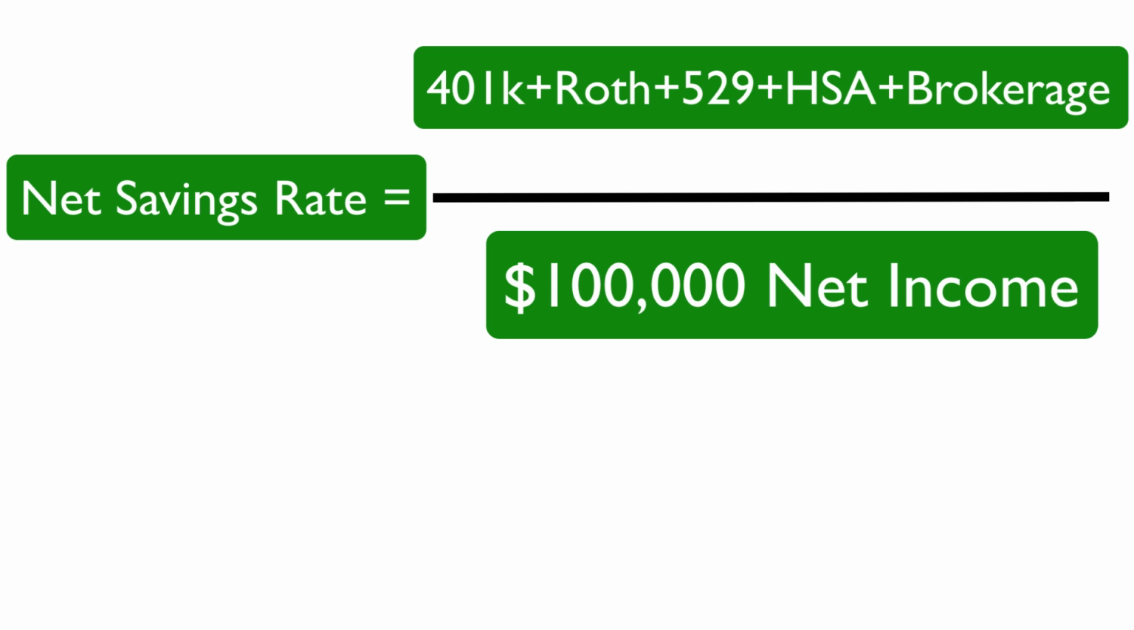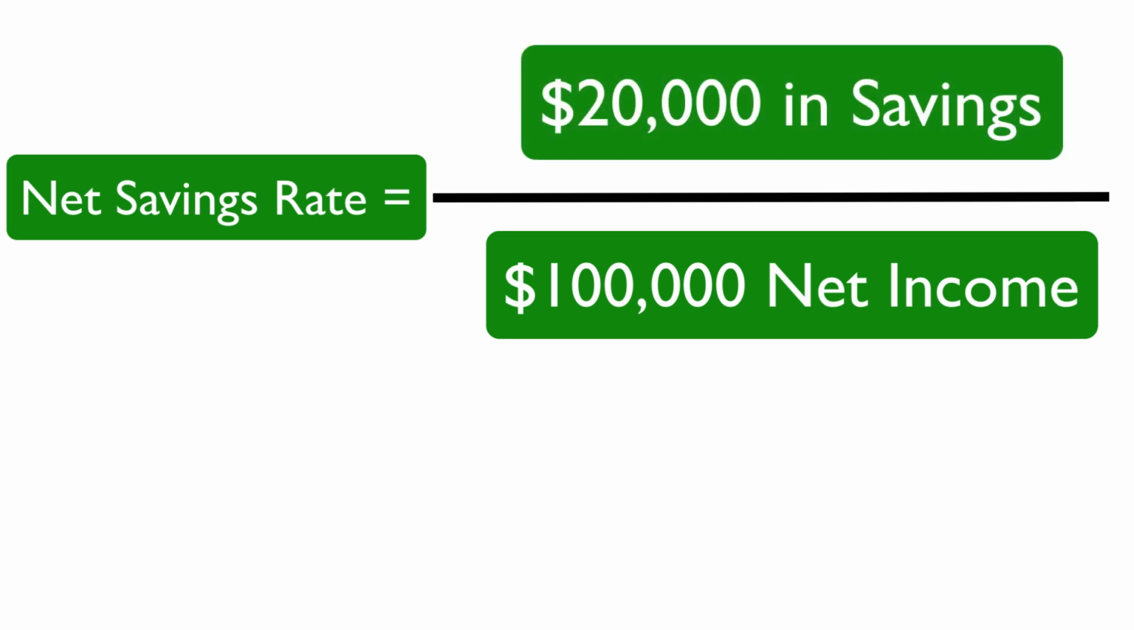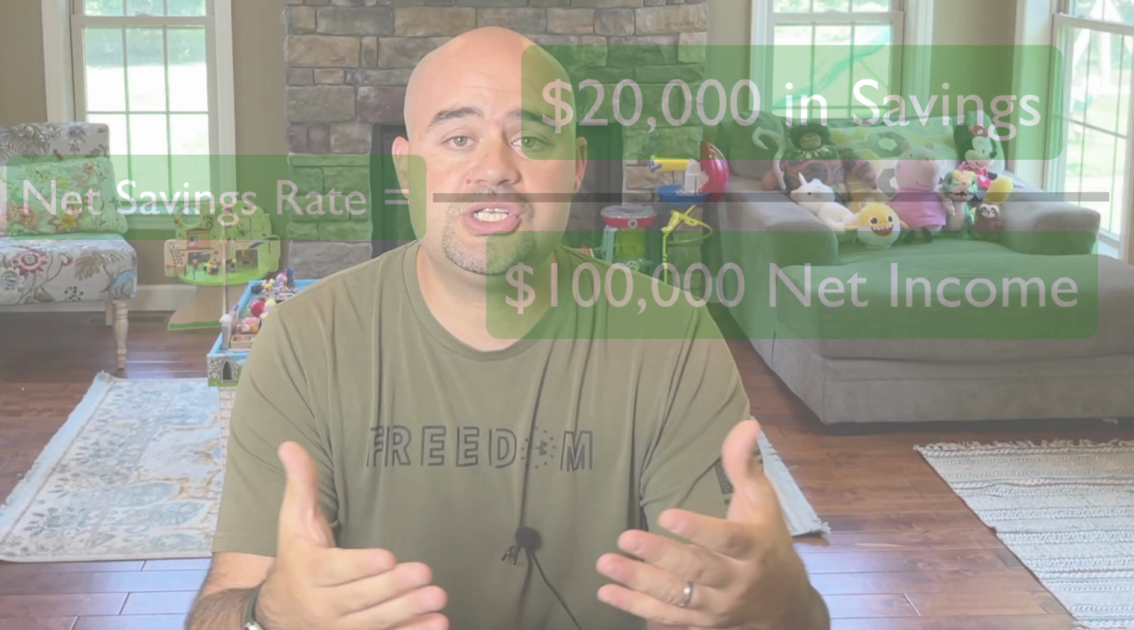Let's say that you save $20,000 throughout the year between all those different things. Include your employer match in there as well. So let's say it's 20,000 bucks. Then your savings rate is 20%, right? You're saving 20,000 out of $100,000 income. So that would be a 20% savings rate. And that would be how we calculate your net savings rate.